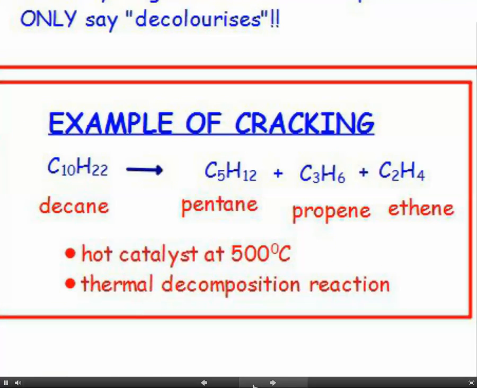So an example of cracking, starting out with a long chain molecule and cracking it, thermally decomposing it to form other shorter chain molecules. We can start out with decane, which is C10H22. With a hot catalyst at 500 degrees, it decomposes into pentane, which is C5H12, and propene, which is C3H6, and ethene, which is C2H4.